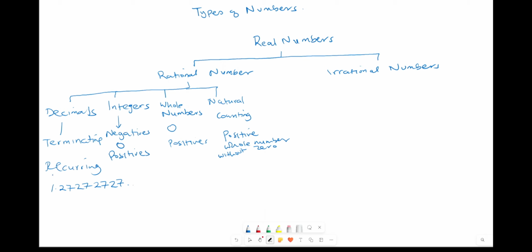Another example is 0.2456, 2456, 2456, and so on. We can see that although it is not terminating, it keeps recurring. When that happens, it is a rational number. So these are what makes the rational number family.